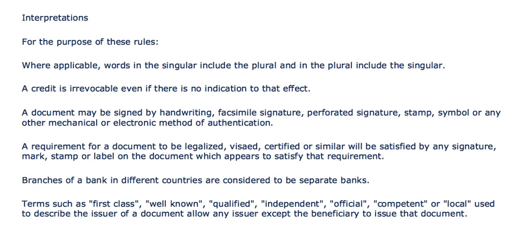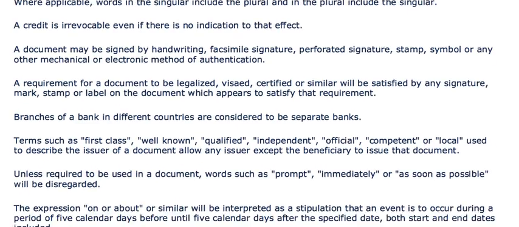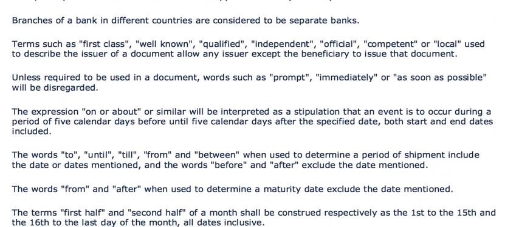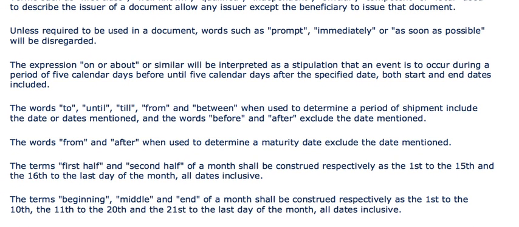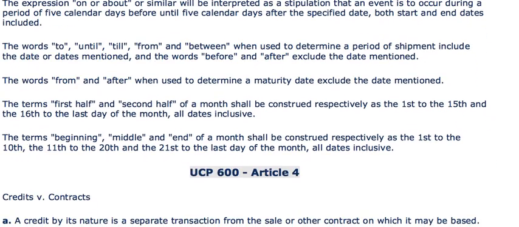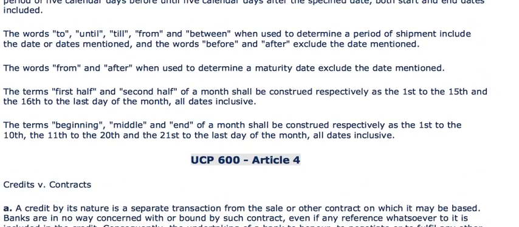So where there is a requirement of a document to be legalized, it must be legalized before that. Branches of a bank in different countries are treated as separate banks. This is very important. Branches of a bank in different countries are treated as separate banks. So these are a few interpretations.